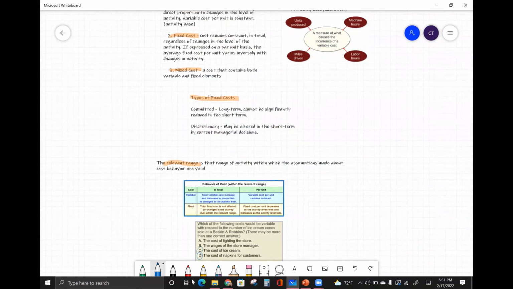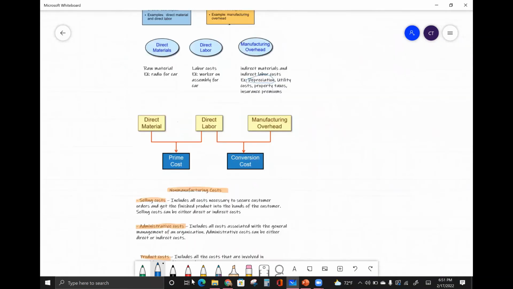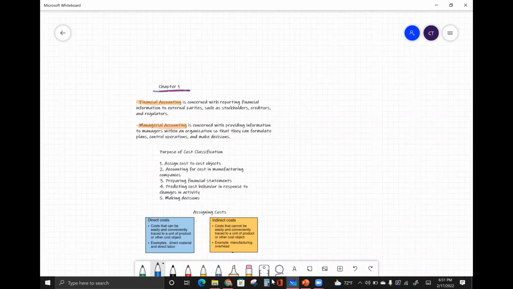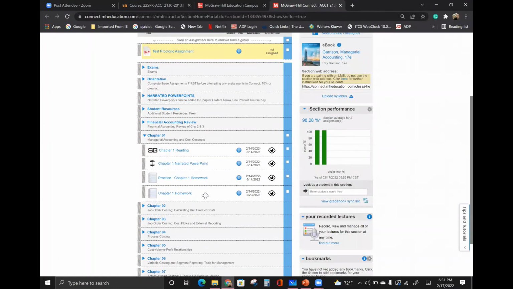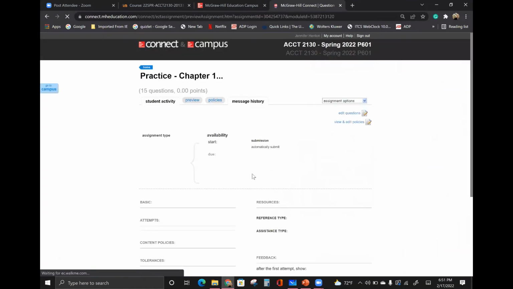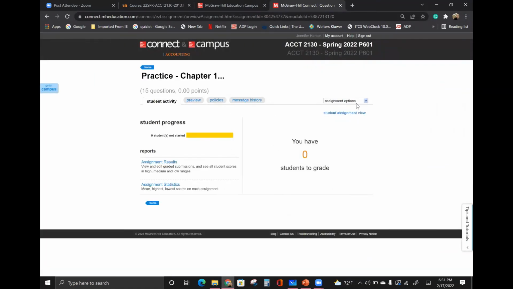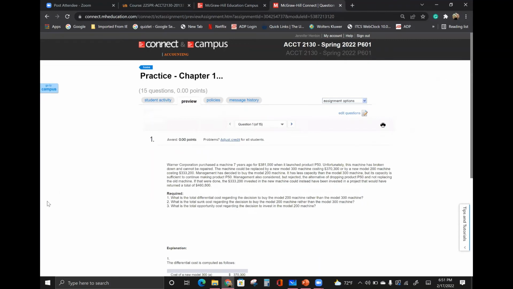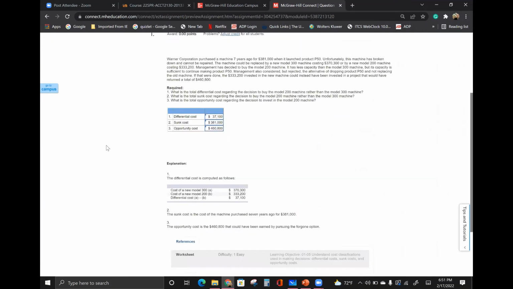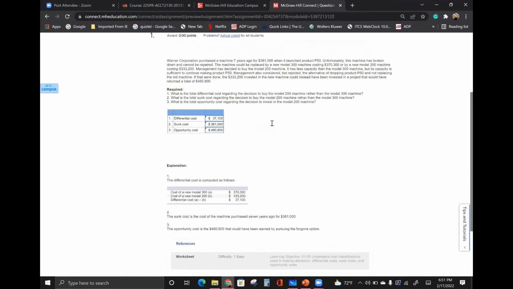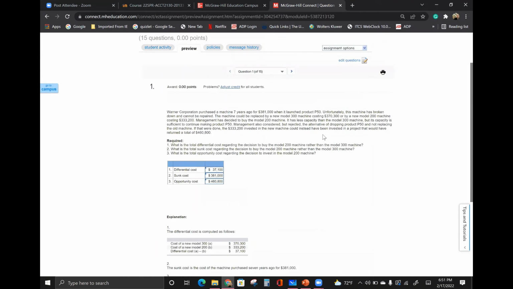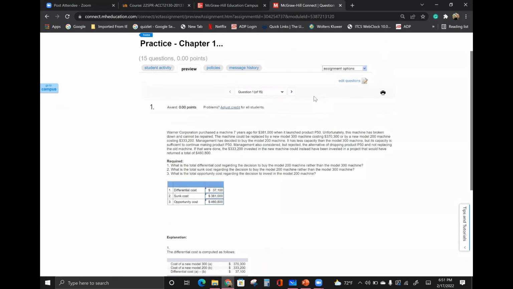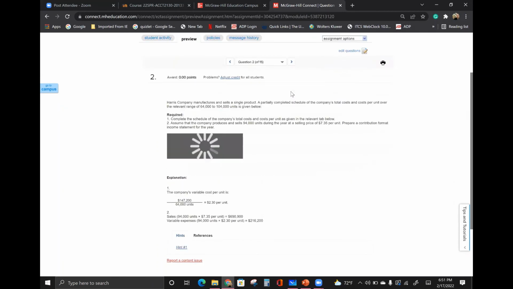So let's go look at a few of the homework. Okay, so they're giving us some information, and in this particular problem, you have to figure out what's the differential cost, sunk cost, opportunity cost. I don't know that I want to go into that one because it's just going through and grabbing some numbers and adding them together.